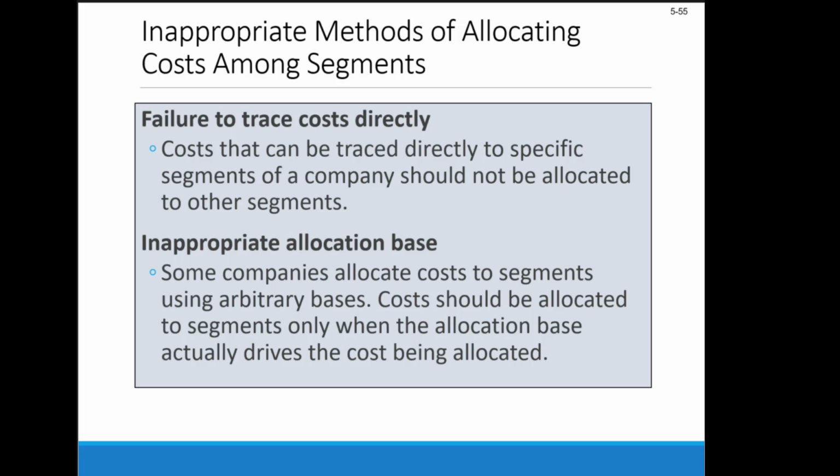You may also use an inappropriate allocation base here. So some companies do allocate costs to segments using some bases that are generally arbitrary, right? Based on some kind of total sales or something that isn't really indicative of their usage of that cost or that underlying resource. So if costs are allocated, they should be allocated to segments only when that allocation base actually drives the cost being allocated. So if it's something to do with factory space, for example, how much space does each segment occupy? We could allocate based on that, based on their total usage, in other words.